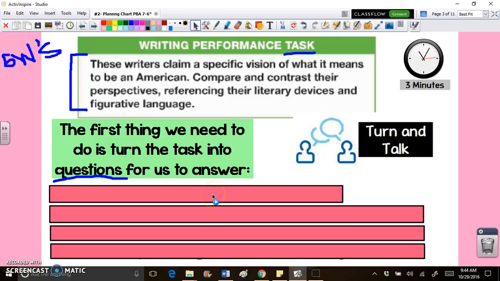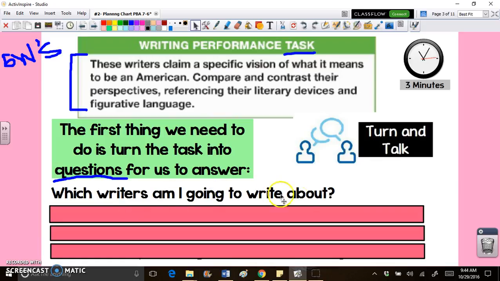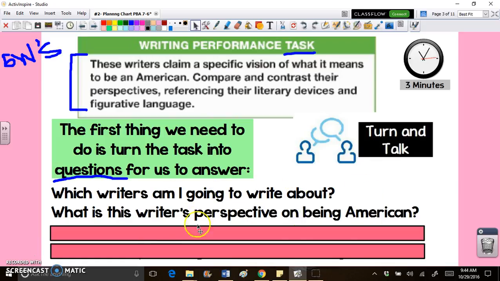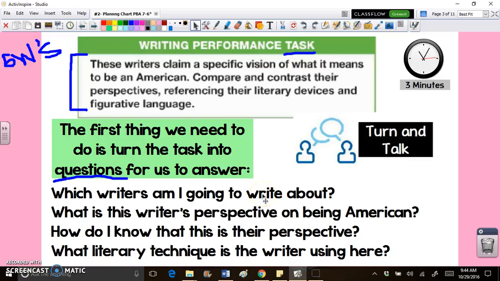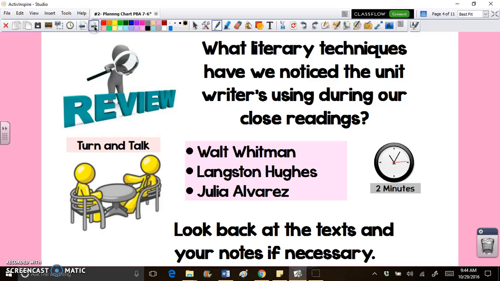All right, so when I turn this into questions, I've got: which writers am I going to write about? What is this writer's perspective on being American? How do I know that this is their perspective? And what literary technique is the writer using here? So once again, I'm going to use these questions to help guide the writing of my body paragraphs.